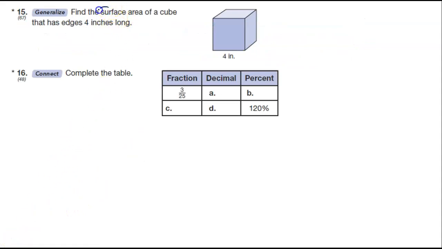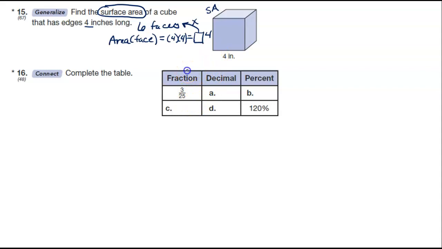Okay, find the surface area of a cube with edges that are 4 inches long. So we know we have 6 faces, and the area of one face is going to be equal to 4 times 4. So you'll get that answer here. Whatever you get here, you need to multiply by 6 to get your surface area.